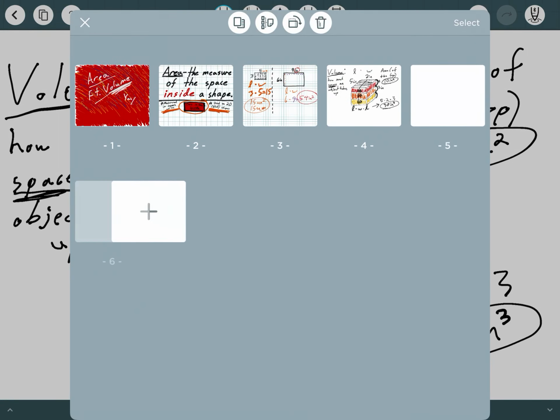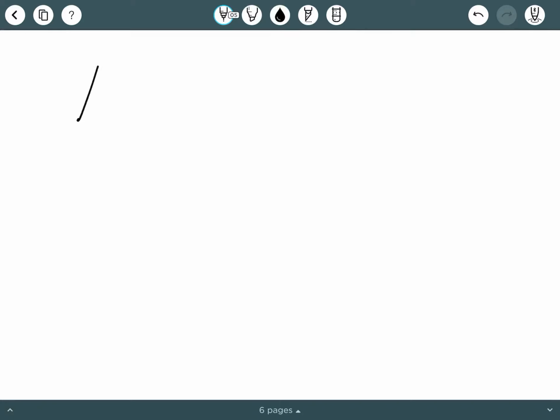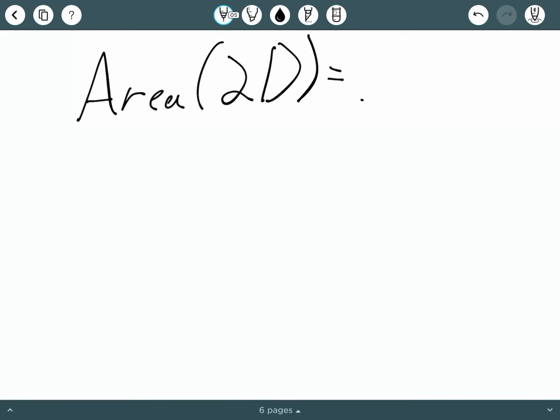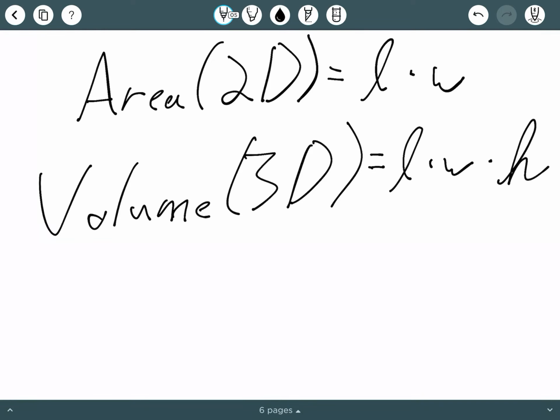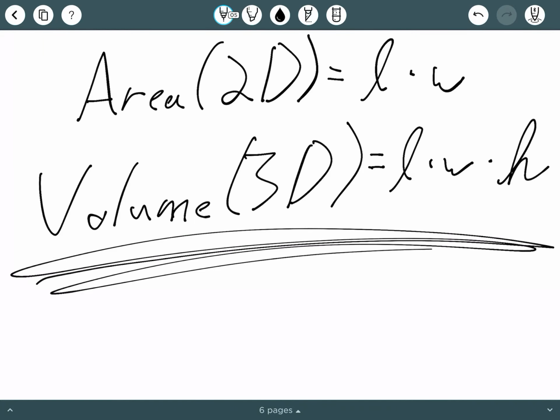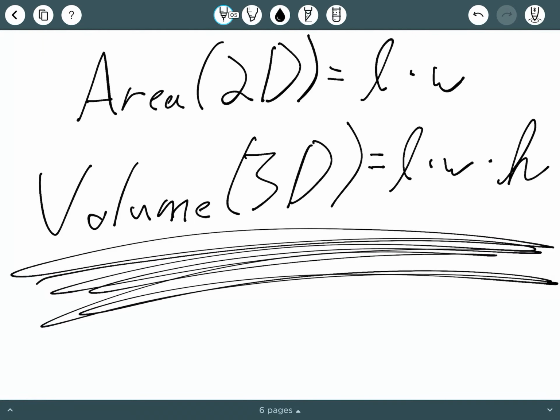And just to recap real quick, remember when you're doing area, that's for 2-dimensional figures, flat figures. That's just length times width. And then when you're doing volume, so 3D shapes, that's going to be length times width times how tall that shape is, times its height. Make sure you have those written down in your notes.